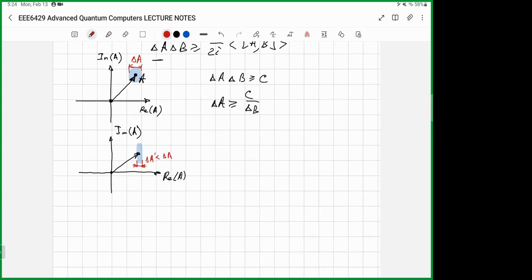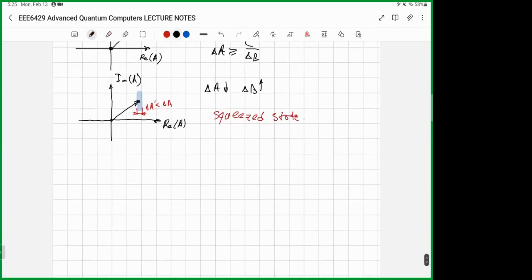But how can we achieve this? Well, with an increase in delta B. So I can reduce delta A at the price of increasing delta B, and vice versa. So this is called squeezed states. Probably we will talk about this more in what follows. All right, so now we can go ahead.